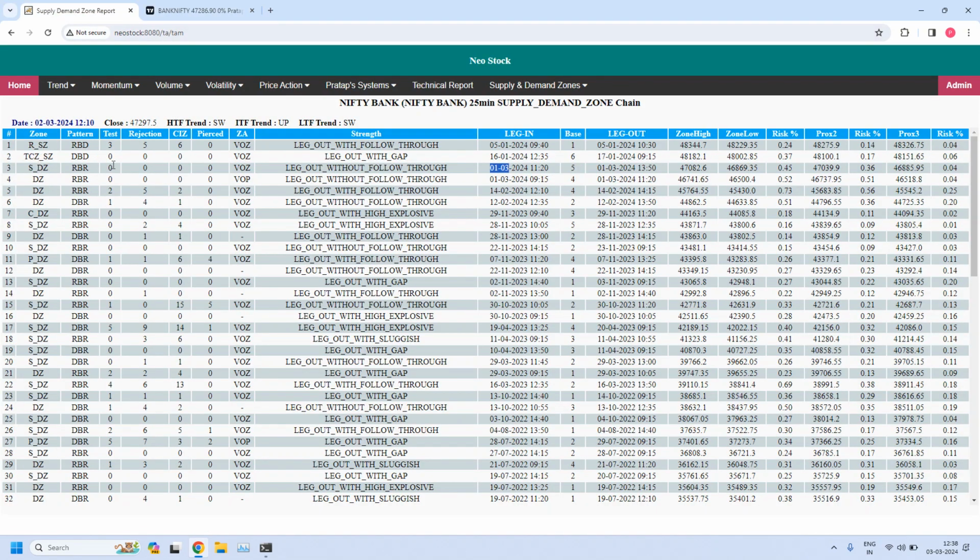And what about supply zones? Here we have a high liquidity supply zone at 5-1. Probably both are at the same level. See here, 48,182, 48,344. Okay, let us focus on this.